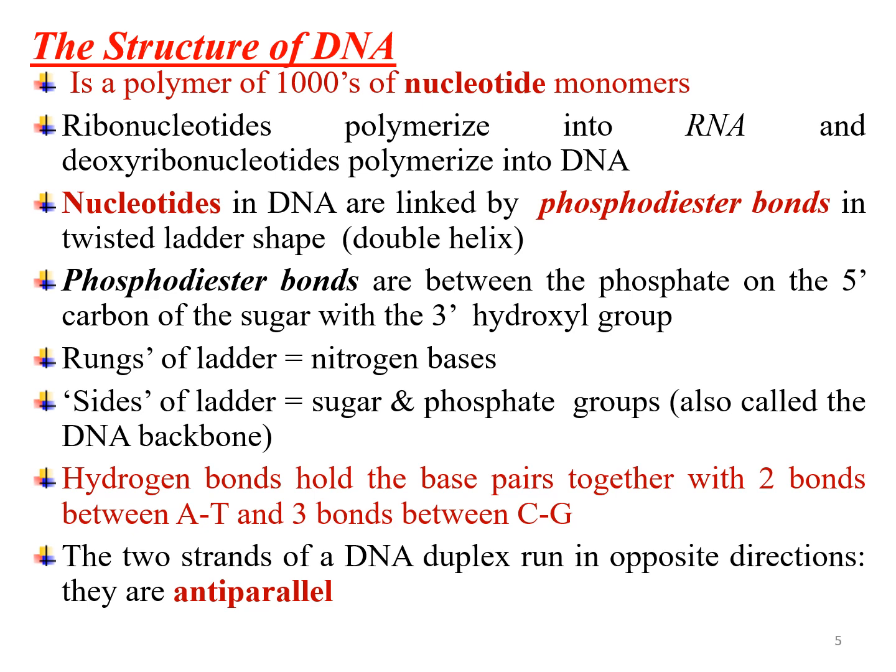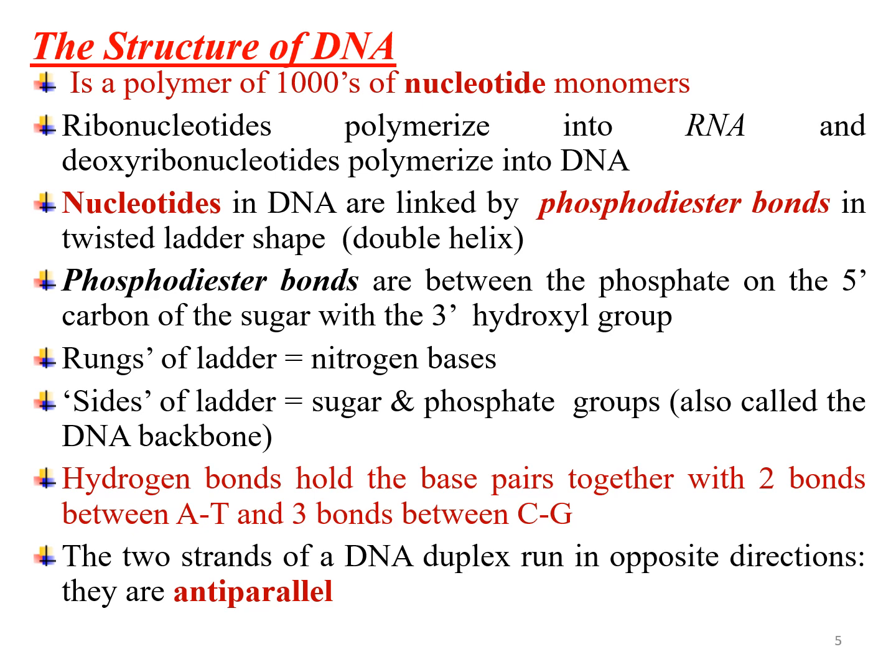When you consider the structure of DNA, it is a polymer made from nucleotide monomers. The ribonucleotides polymerize into RNA, and the deoxyribonucleotides polymerize into DNA. This simply means that in the case of RNA there is a ribose sugar, whereas in the case of DNA there is a deoxyribose sugar. These nucleotides in DNA are linked by phosphodiester bonds in a twisted ladder shape or double helix structure.